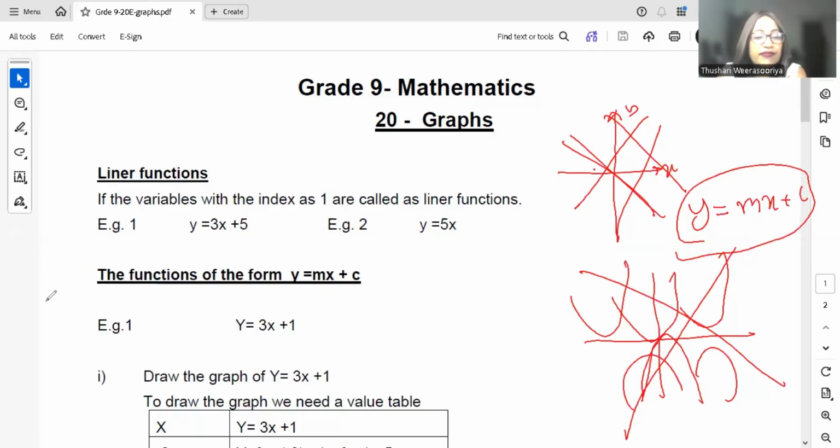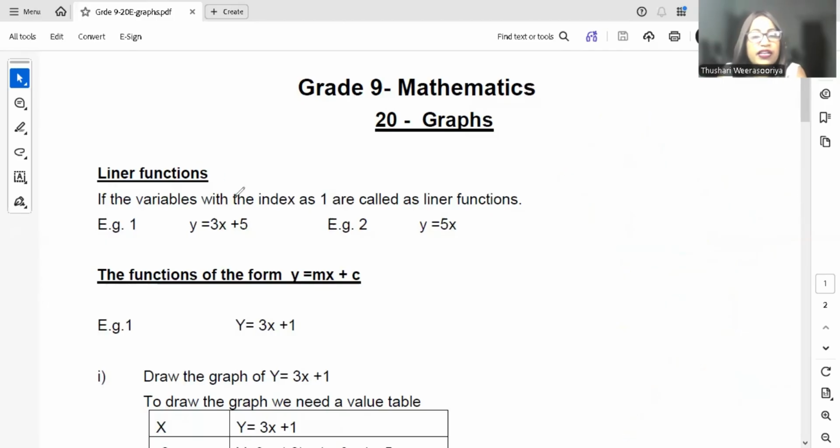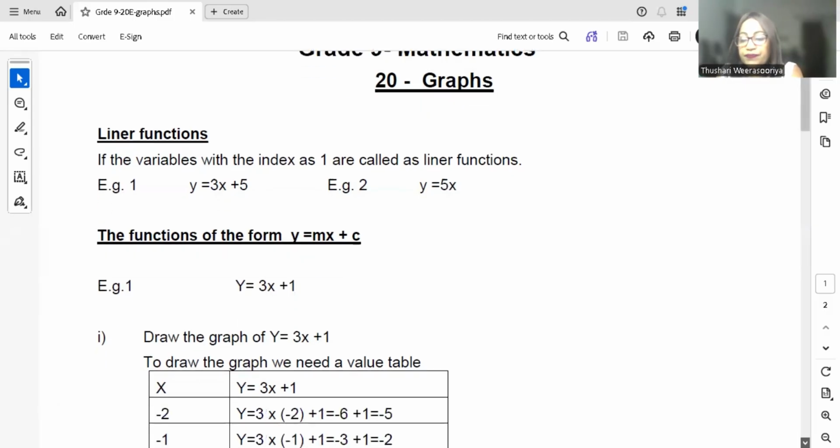Now, first we learn linear functions. What is a linear function? If the maximum power of x, that is a variable, is 1, that index is 1, we call these linear functions. Y equals 3x plus 5, y equals 5x, these types are called linear functions. We are learning only linear functions today. Y equals mx plus c graphs. Now we get an example.